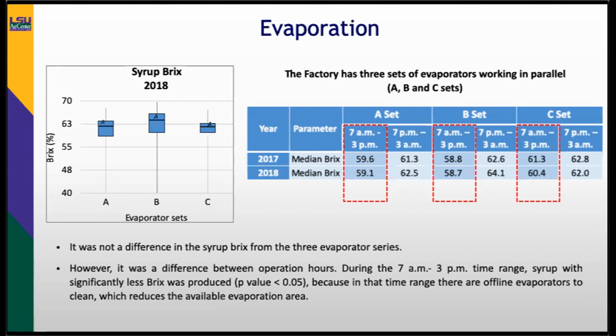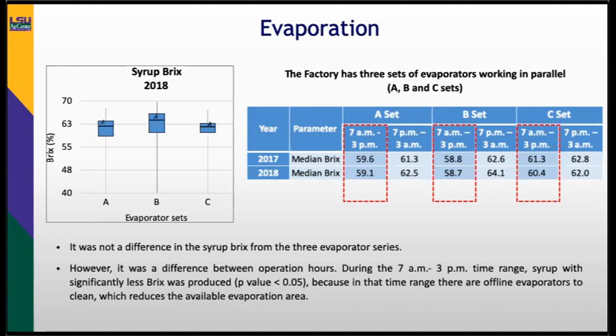However, there was a difference between the operation hours in this factory. In the table, you can see the final evaporator syrup brix at different times, between 7 a.m. to 3 p.m. and between 7 p.m. to 3 a.m. In each set, you can see that during the day, between 7 a.m. to 3 p.m., the brix is lower than during the night.